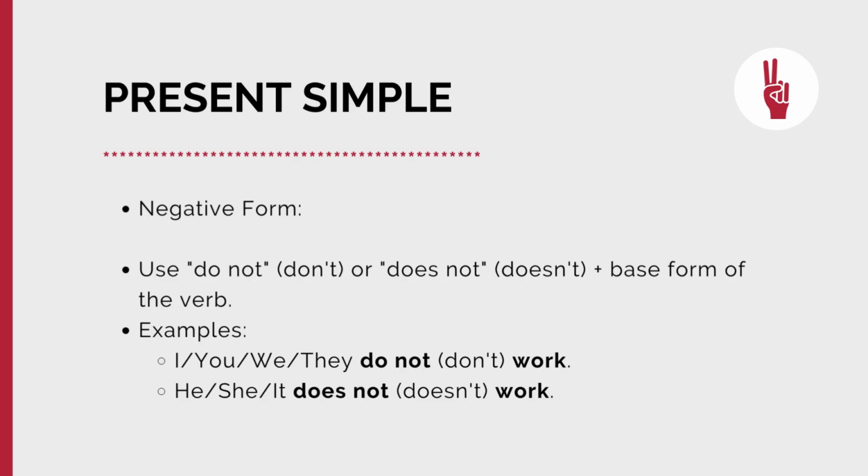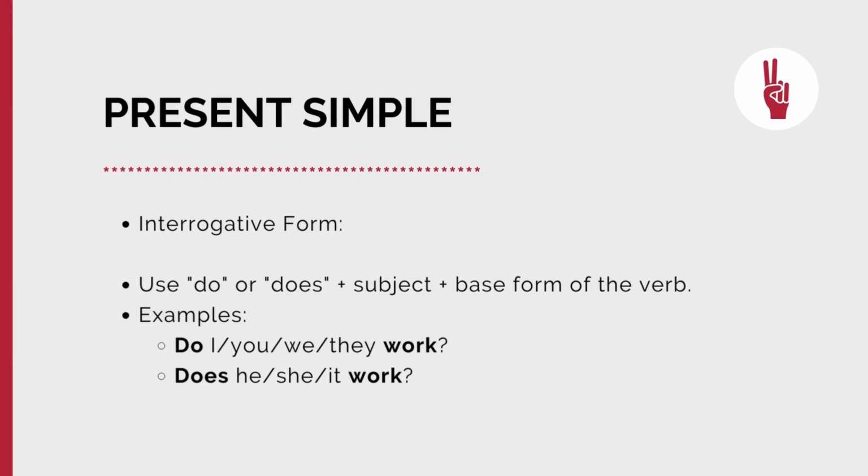To form questions with the present simple, we use do or does, plus the subject, plus the base form of the verb. Examples: do they work? Does it work? Note that do or does depends on the subject of the sentence, whether it's singular or plural.